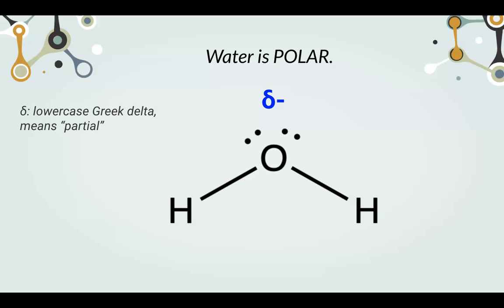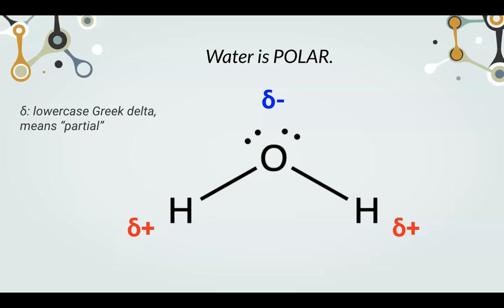That means that there's a separation of charge in the molecule. We can represent that also with these deltas. These are lowercase Greek deltas, and they mean partial. So we have a partial negative charge on our oxygen atom and partial positive charges on our hydrogen atoms. This separation of charge is what we mean when we say polar.